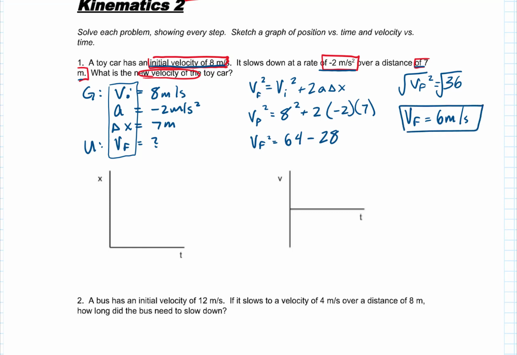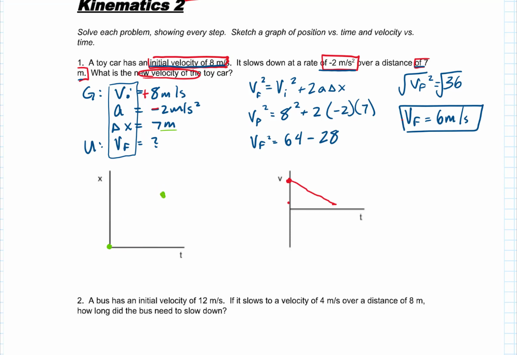Now we need to draw our graphs. So let's start with the velocity graph. I have an initial velocity that's positive. I have an acceleration that's negative. So we're going to move in this direction. Now notice I still have a positive final velocity, so I'm okay stopping here. That's fine. Now for the position graph, I know we're going to assume we start off at 0. I know that I move forward because we have a distance of 7 meters, so it's going to be moving forward. We just need to know what it looks like.